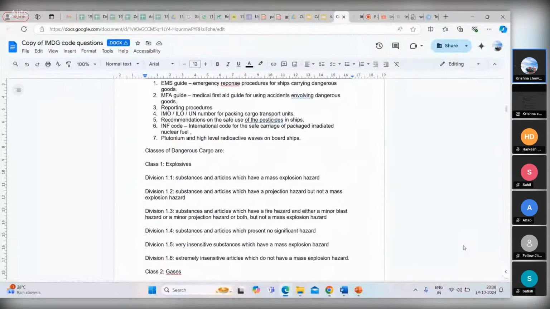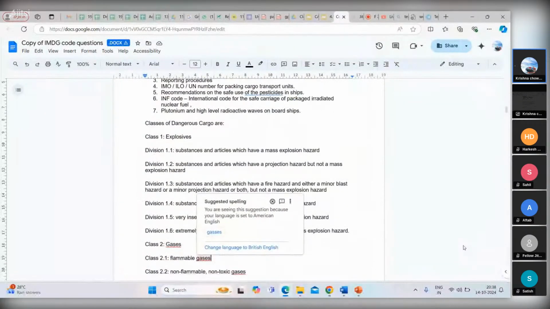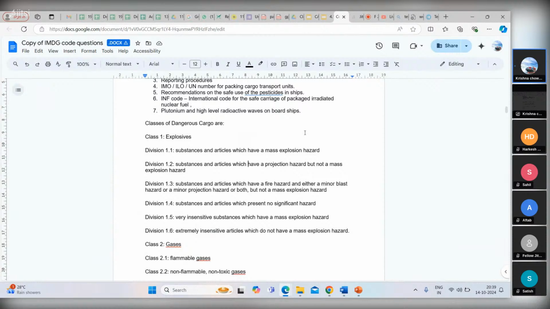Then you have different classes of cargo. This is a very important thing. You will be asked the classes, or sometimes what cargo is in which class. So this is the last topic we'll do today. There are different classes, generally as per the danger. So the most dangerous cargo we can carry is explosive.